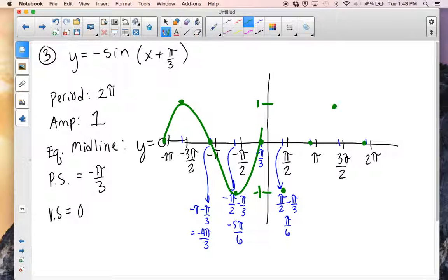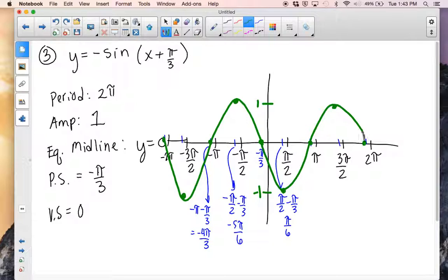What did I do? Oh, I messed up. This should be here. No, it shouldn't. Undo. I messed up my points here. Okay, so this should be up. This should be here. This should be here. And this should be here. Because remember that sine normally starts out going up, but in this case it's been reflected, so it's going to go down. All right? So there's that one. And the rest of them you should be able to figure out looking at the answer key.